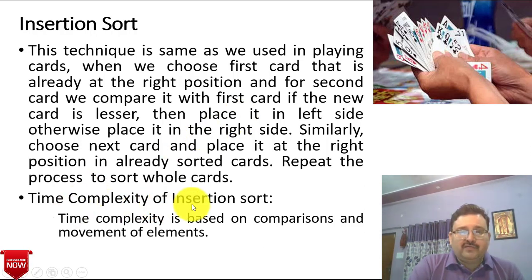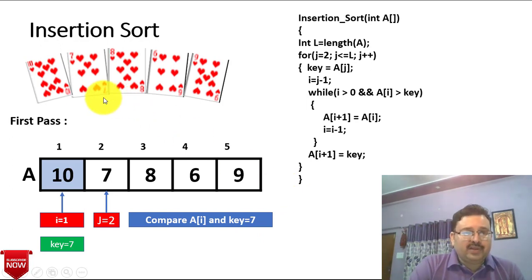So the time complexity of insertion sort depends on comparisons and movement of the elements. So we'll discuss in detail. Suppose I have taken 5 cards having values 10, 7, 8, 6 and 9. Parallelly, I have taken the same element values into the array, and this is the algorithm of insertion sort, in which we are simply passing the base address of the array. The length of the array is stored in the variable L of integer type.